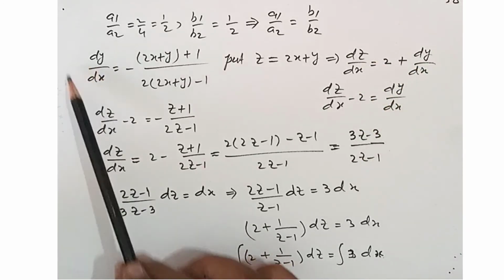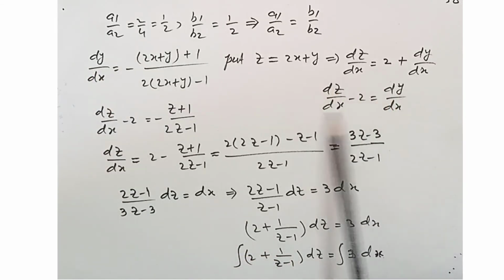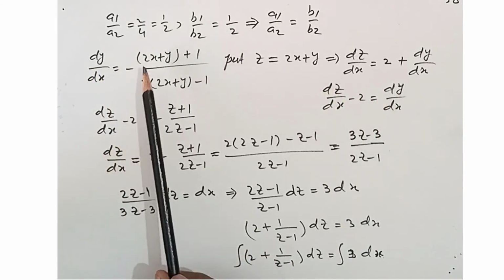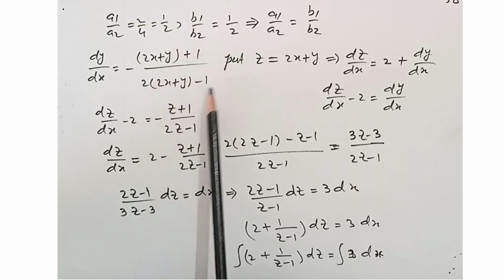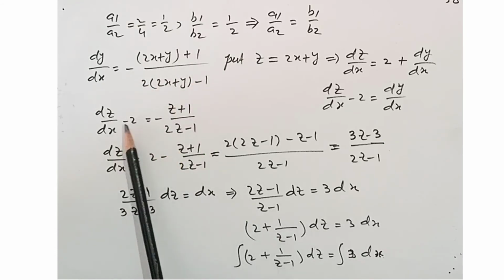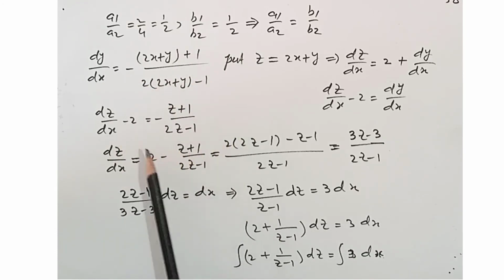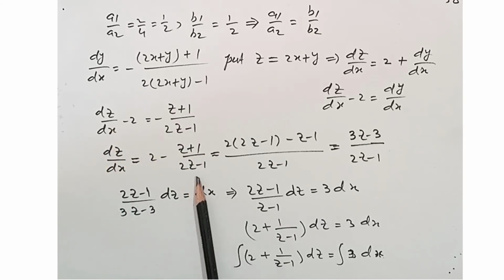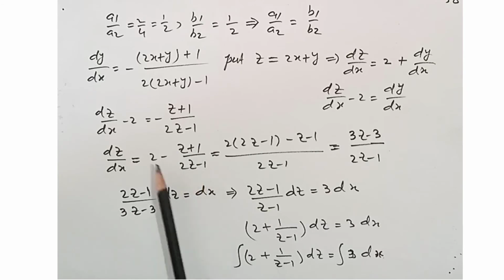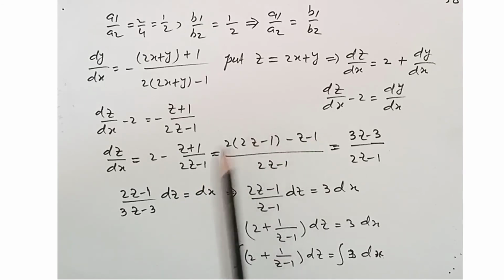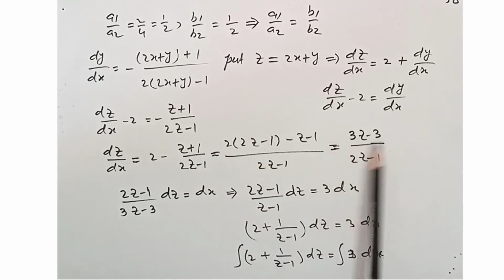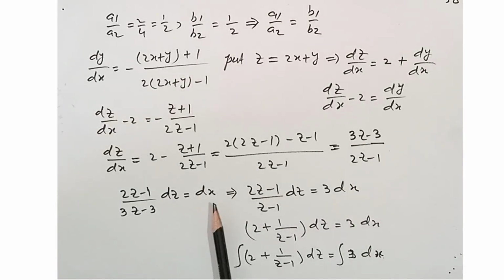So in this place we put dz over dx minus 2, and this is minus (z plus 1) over 2 into (z minus 1), and minus 2 we take to the right hand side. So this becomes dz over dx equal to 2 minus (z plus 1) over (2z minus 1). Taking the LCM, 2 into (2z minus 1), and after simplification this becomes (3z minus 3) over (2z minus 1). By cross multiplication we have (2z minus 1) by (3z minus 3) dz equal to dx.